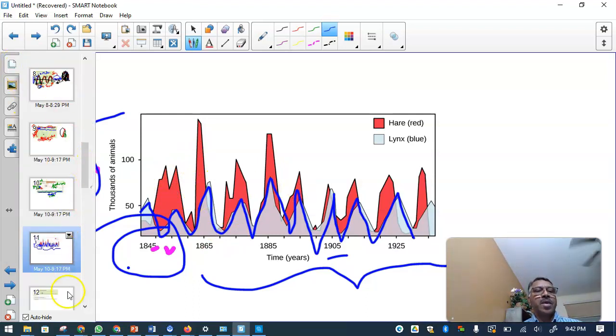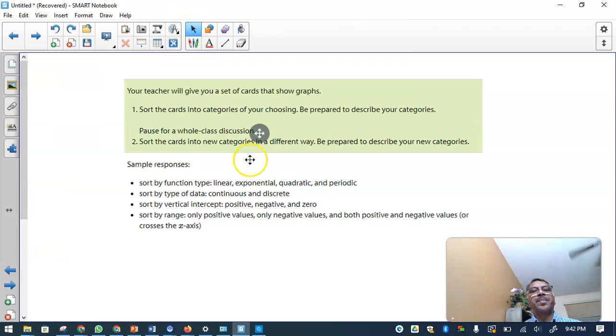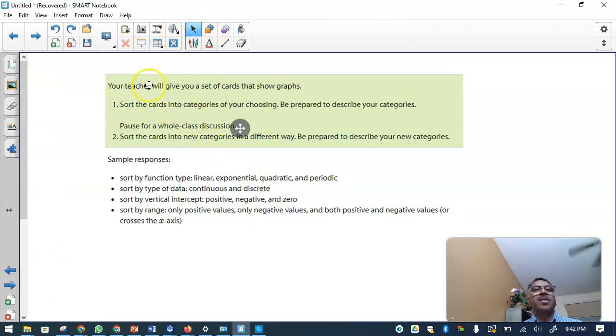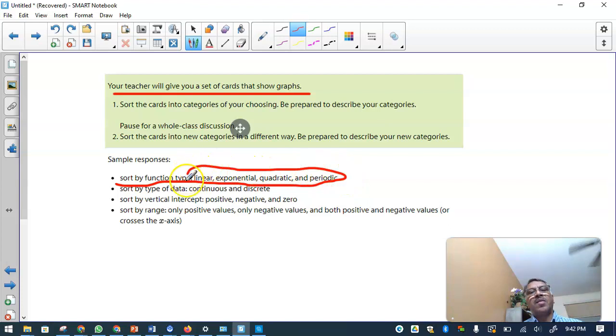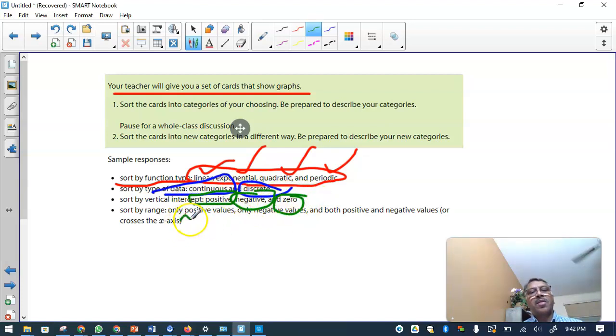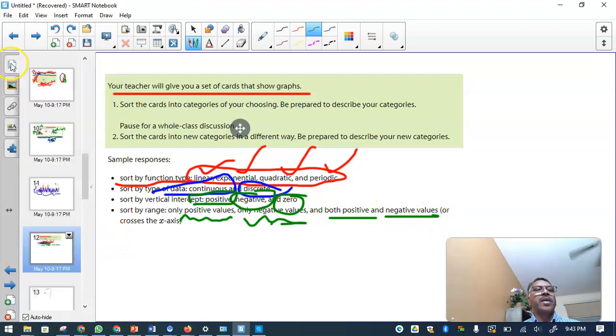Let's move to the next one. A teacher will give you cards, I'm not getting a printout, but I'm going to do that directly. I have a lot of graphs here. What you're supposed to do is check which one is linear, exponential, quadratic, and periodic. You also have to see whether it is continuous or discrete, and whether there is a positive, negative or zero vertical intercept. You can also sort by positive values only, negative values only, or both positive and negative values that cross the x-axis.